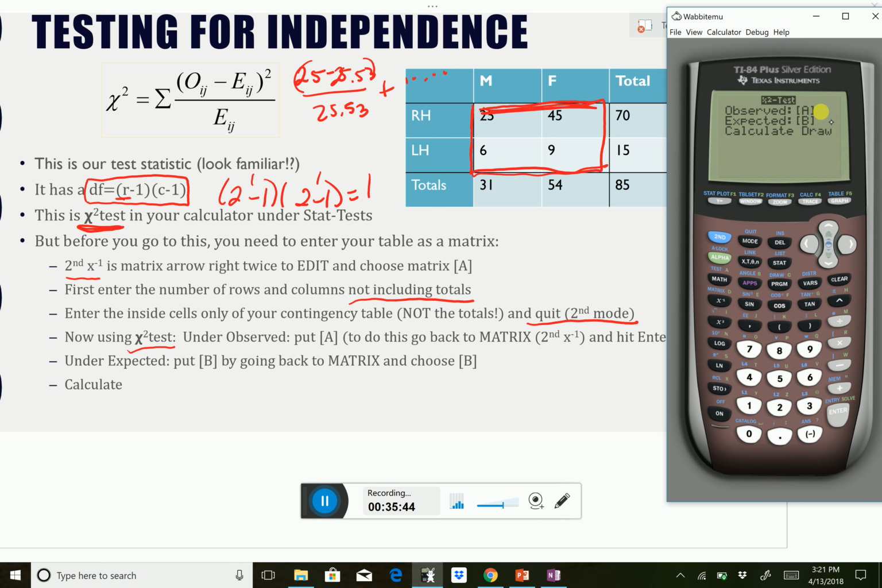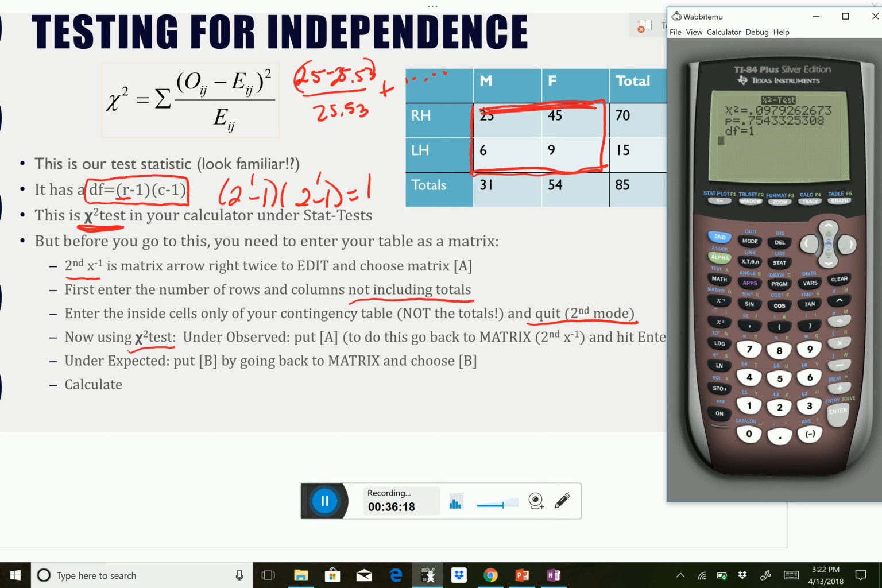Now, if your matrix A is not defaulted there, to get that matrix there, you go back to second, x negative 1, and under names, keep it at names and just hit enter. That'll bring it there. Expected: the default is B. It's going to put our expected matrix right there. We don't have to calculate it ourselves. And we're just going to hit calculate.